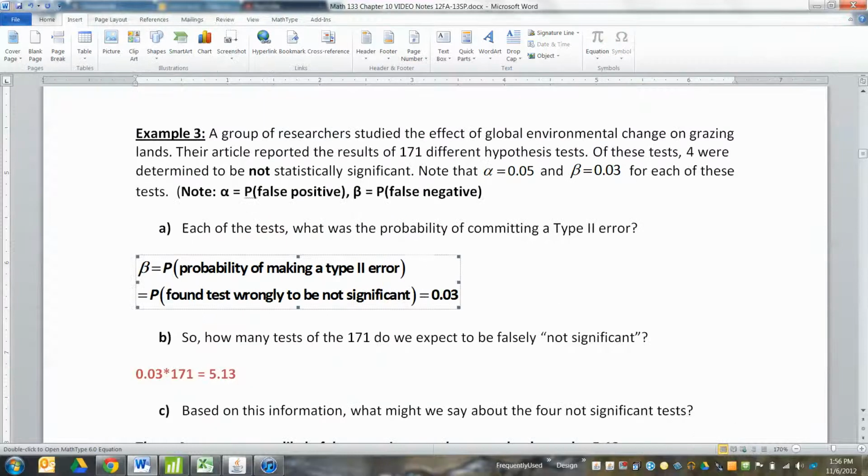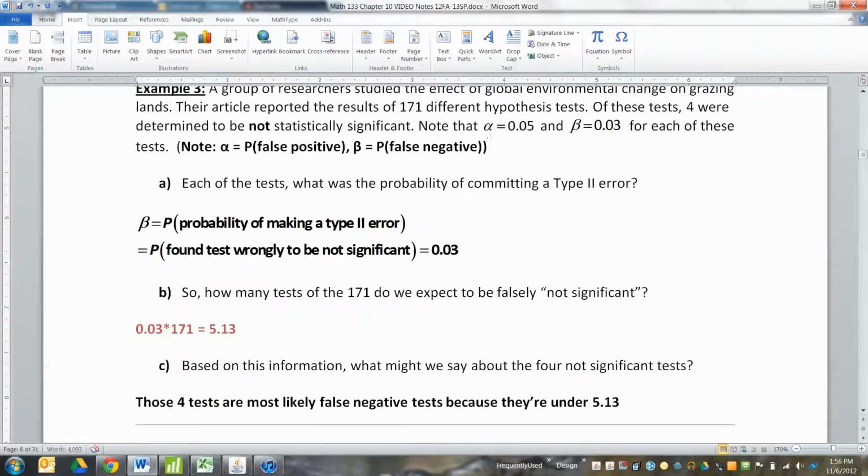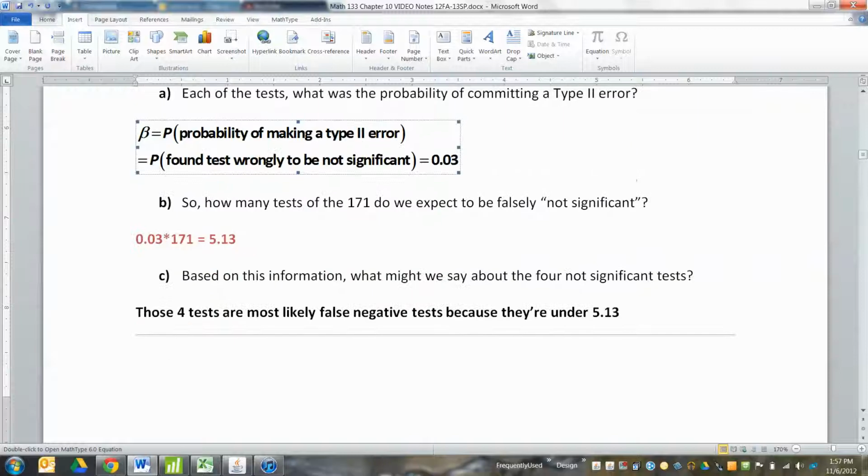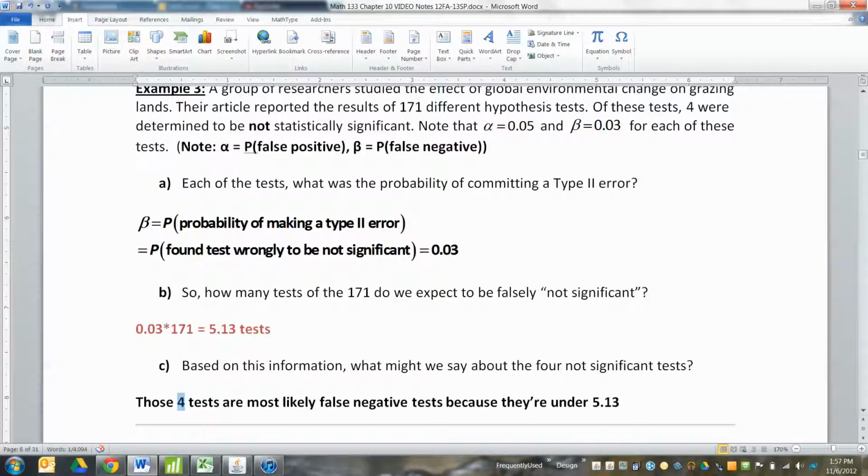Hold on. All right, so that means that the probability of making a type 2 error, which is when it's a false negative, you say it's not significant, but it actually should have been significant, that's a 3%. So how many times do you expect that to happen? It's 3% times 171, which means 5 tests. You expect 5 tests to be false negatives. So they found 4 tests to be negative. Should those be the ones you pay attention to? And no, those are probably false negatives because they're under that 5 threshold.